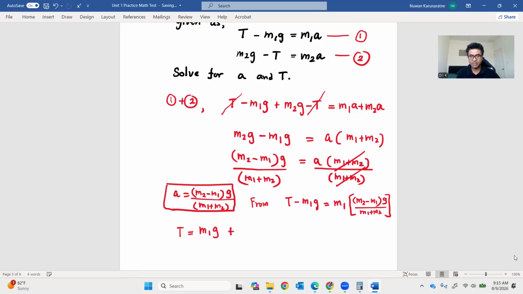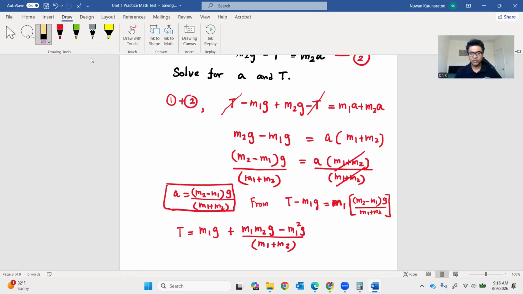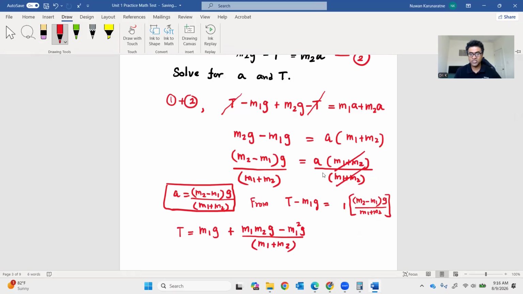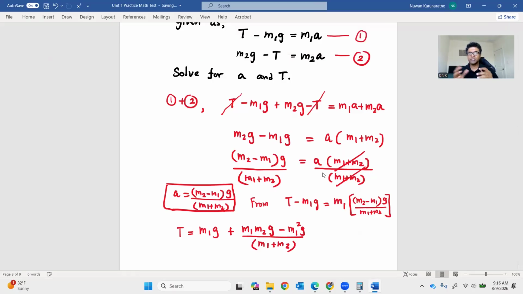This is a plus sign, because there's a plus there. So plus m1 m2 g minus m1 squared g, and the entire thing, remember there's a denominator here. Denominator is m1 plus m2. So I did it in the first attempt. Just keep that in mind. You have to do it like that because this is just math. That's why I told you, you really need to know your math in order to succeed in physics.